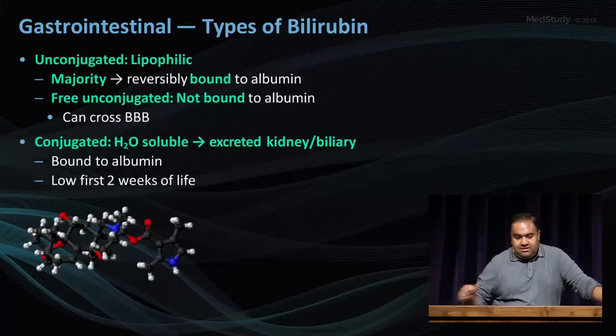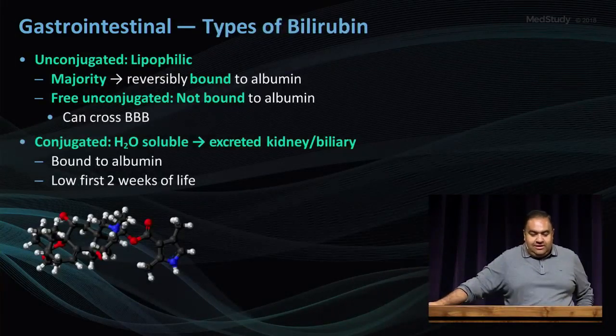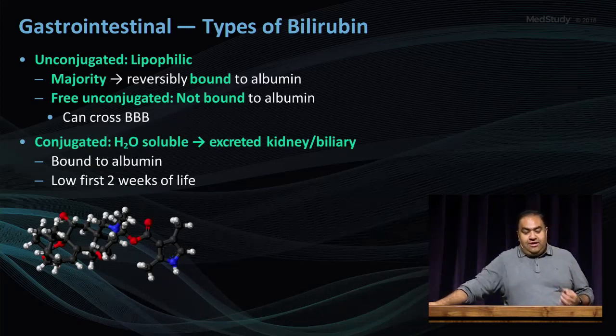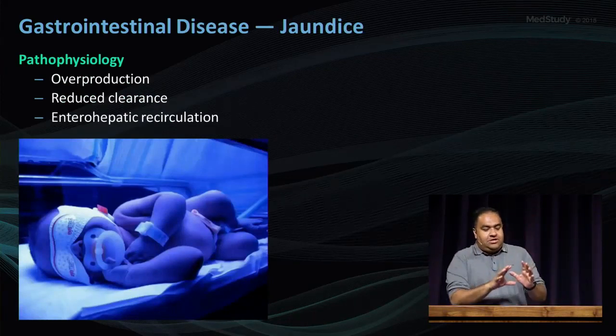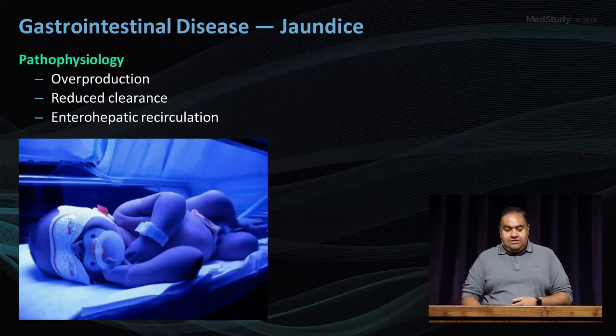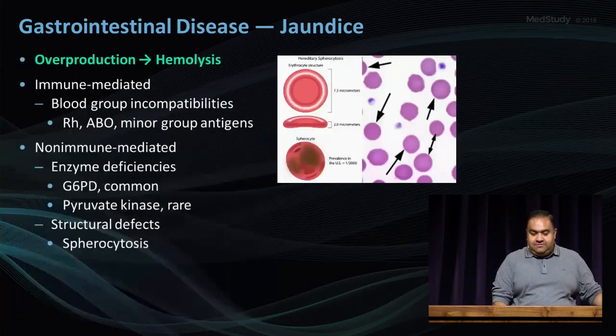As we talked about, the unconjugated is lipophilic, and a majority is reversibly bound to albumin, but the free unconjugated are the party animals. They're not bound to anybody, and these are the ones that can cross the blood-brain barrier. The conjugated are water-soluble, and these can be excreted by the kidney and the biliary tract. So either you have an overproduction, or a reduced clearance, or enterohepatic circulation.